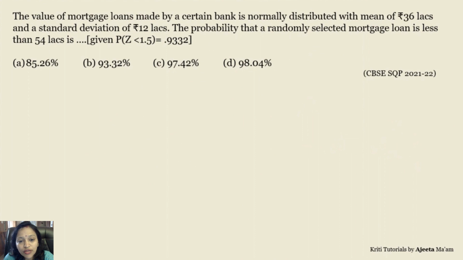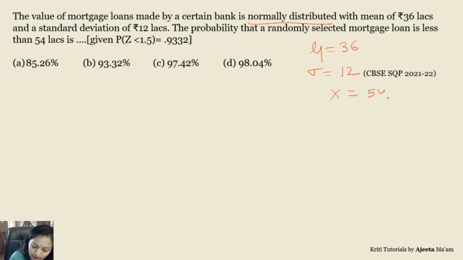Now, the value of mortgage loans made by a certain bank is normally distributed with a mean of rupees 36 lakhs and a standard deviation of rupees 12 lakhs. The probability that a randomly selected mortgage loan is less than 54 lakhs is. So now we have to use simply the concept of normal distribution, as it is written there, normally distributed. So mu is the mean that we have, 36. Standard deviation is given by rho, so that we have 12 lakhs. Correct?